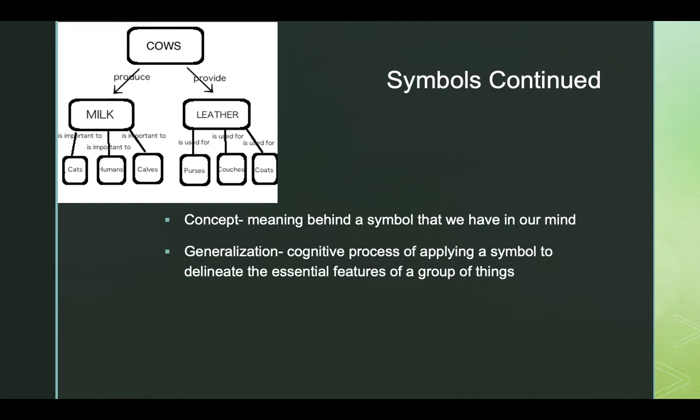And so to continue on the symbols, there's two terms that are pretty important for it, which is concept, which is the meaning behind a symbol that we have in our mind, and generalization, which is the cognitive process of applying a symbol to delineate the essential features of a group of things. And I found a picture up here in the top left corner that's really cool. It kind of puts it into perspective.